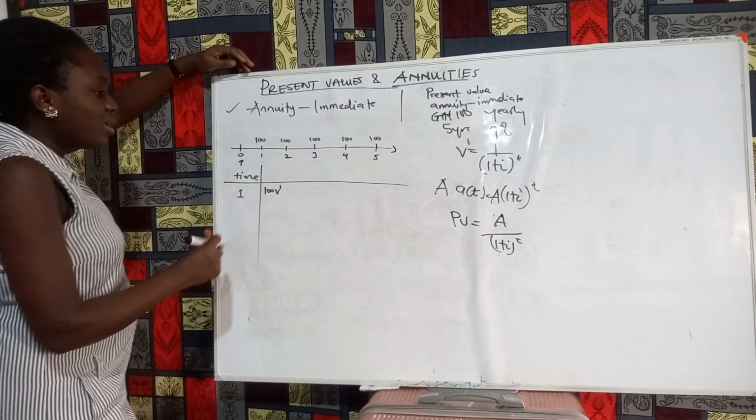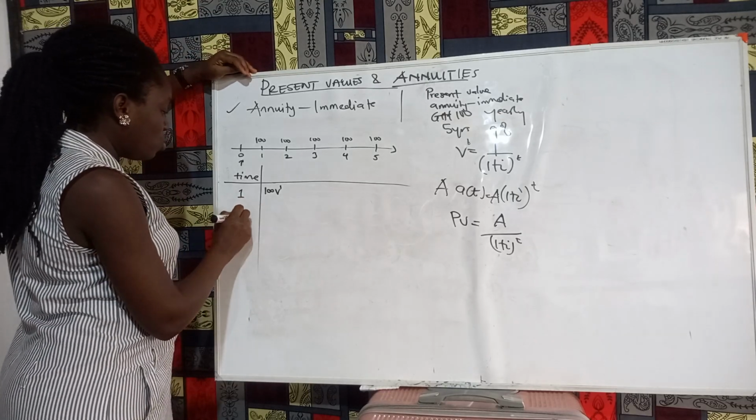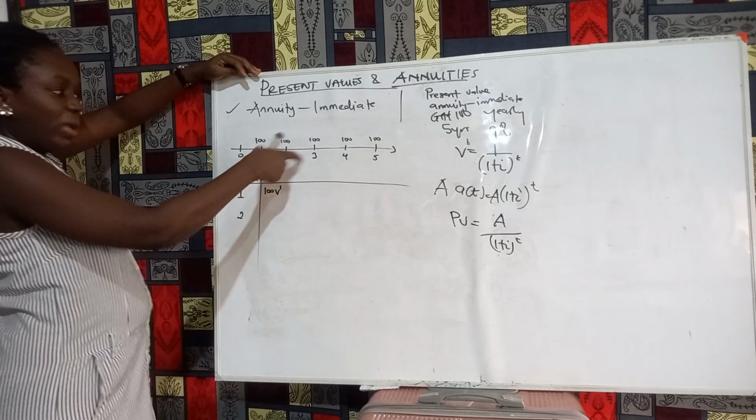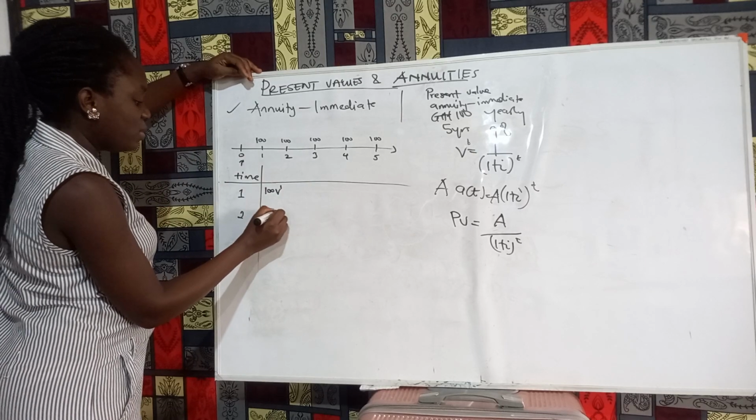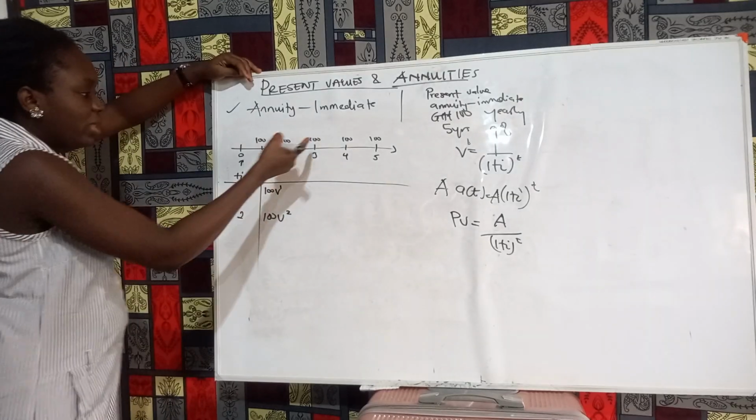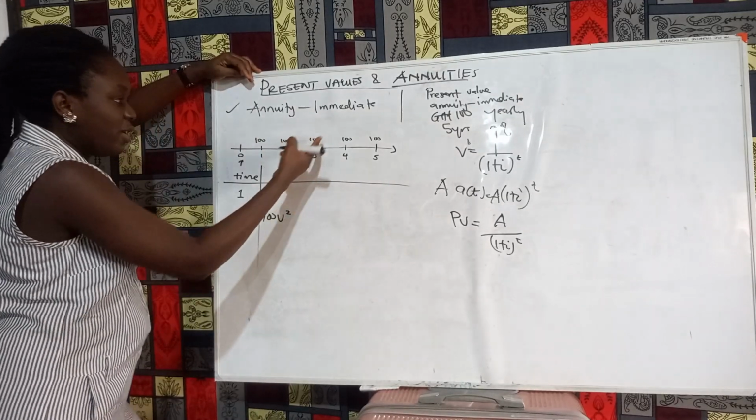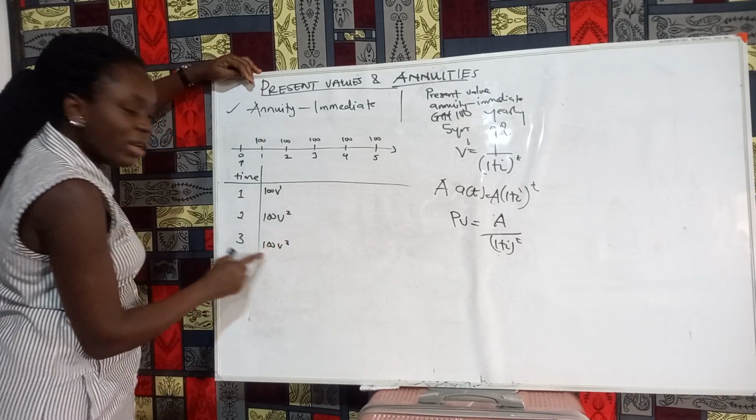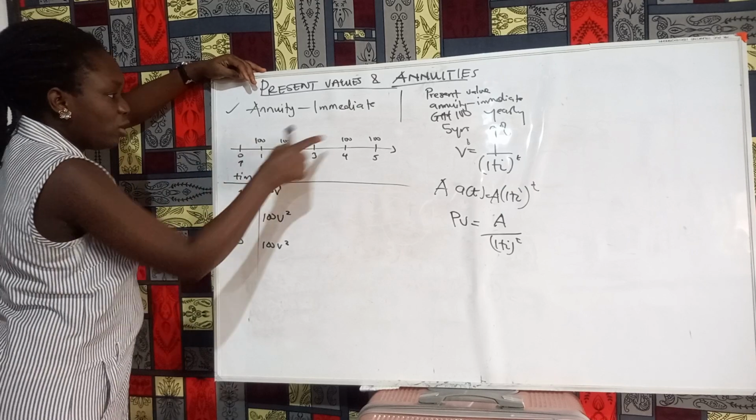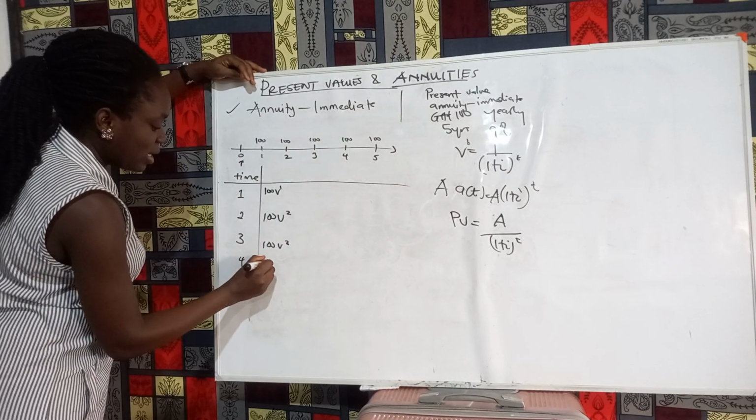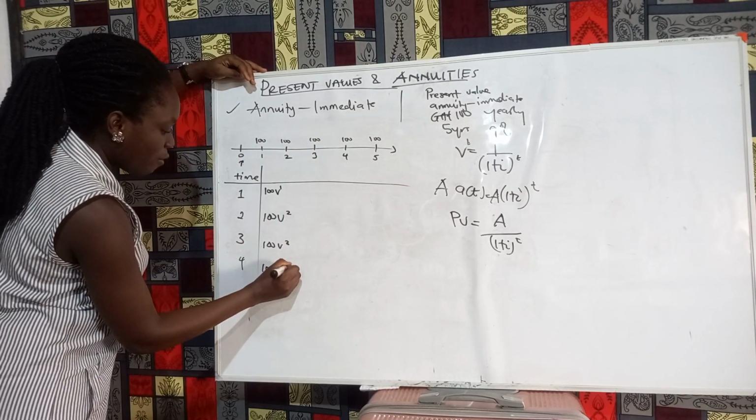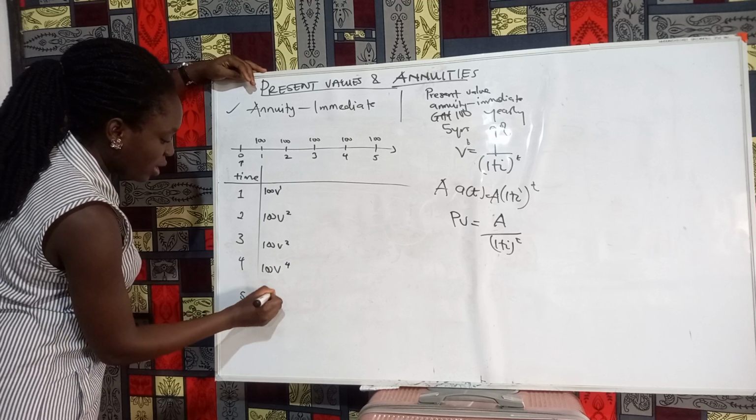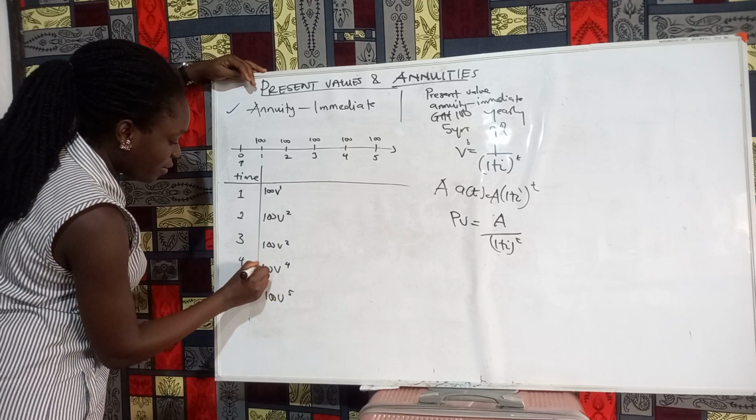All right. So we have this, and at time 2, bringing it to time 0, we have 100 times v to the power 2. Then time 3, the present value of this 100 at time 3 is 100 times v to the power 3. The present value of 100 at time 4 is 100 times v to the power 4. And then time 5 is 100 times v to the power 5.